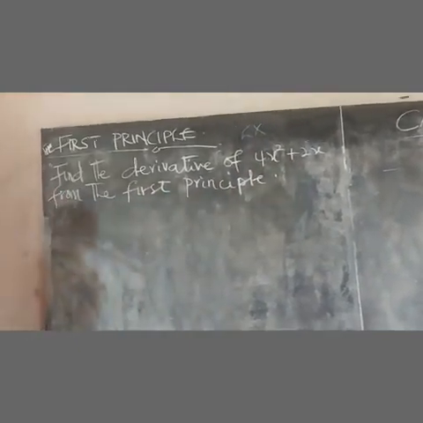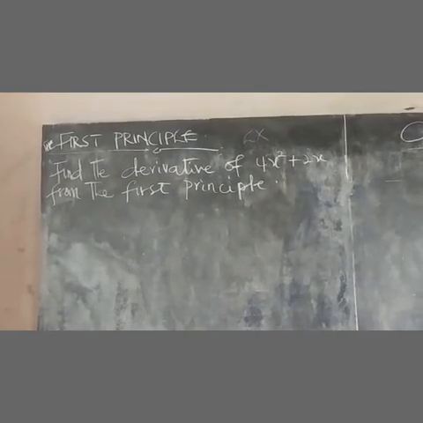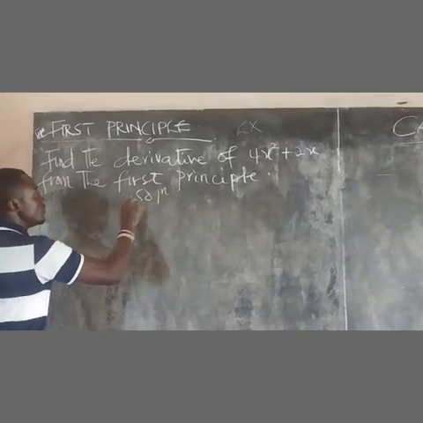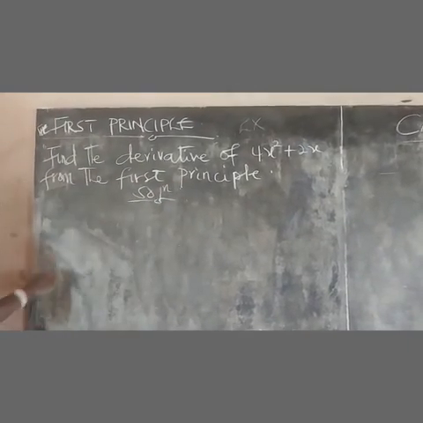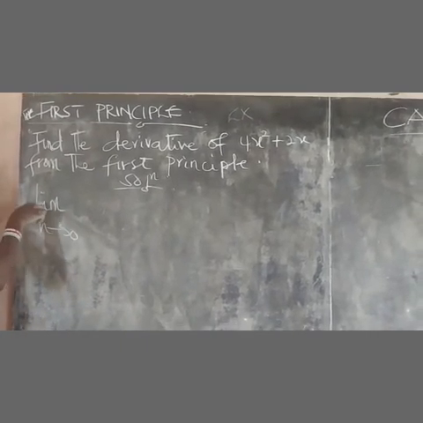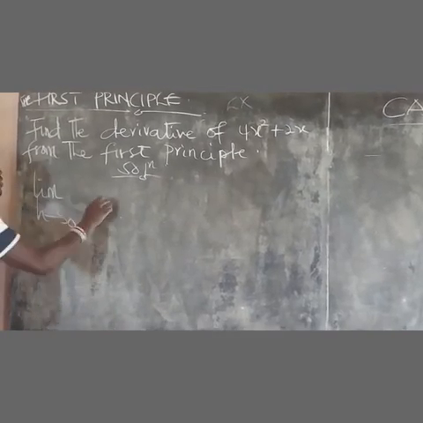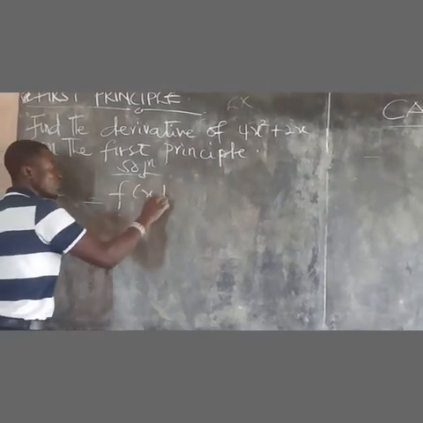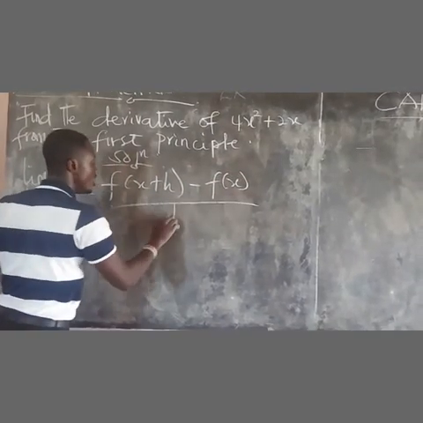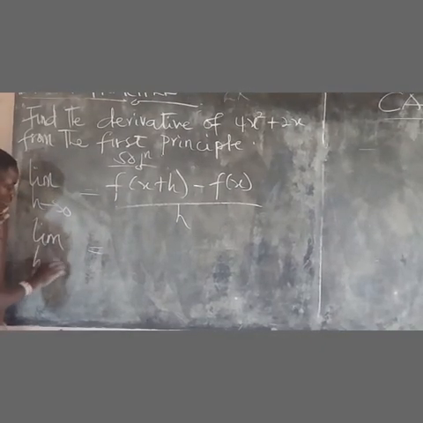Okay, so we have to find the derivative of 4x squared plus 2x from the first principle. Solution. The first principle says that the limit as h approaches 0 of the function is equal to f of x plus h minus f of x, all over h. So the limit as h approaches 0.